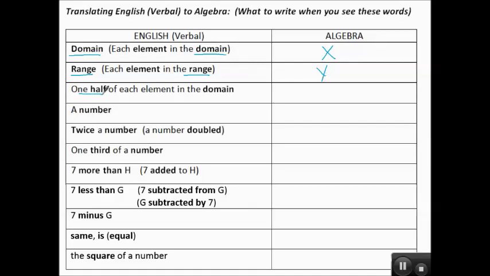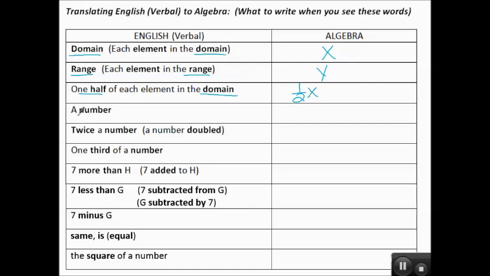1/2 of each element in the domain, 1/2, we can write that down first, 1/2 of each element in the domain. Remember that domain is my x values, 1/2 x.